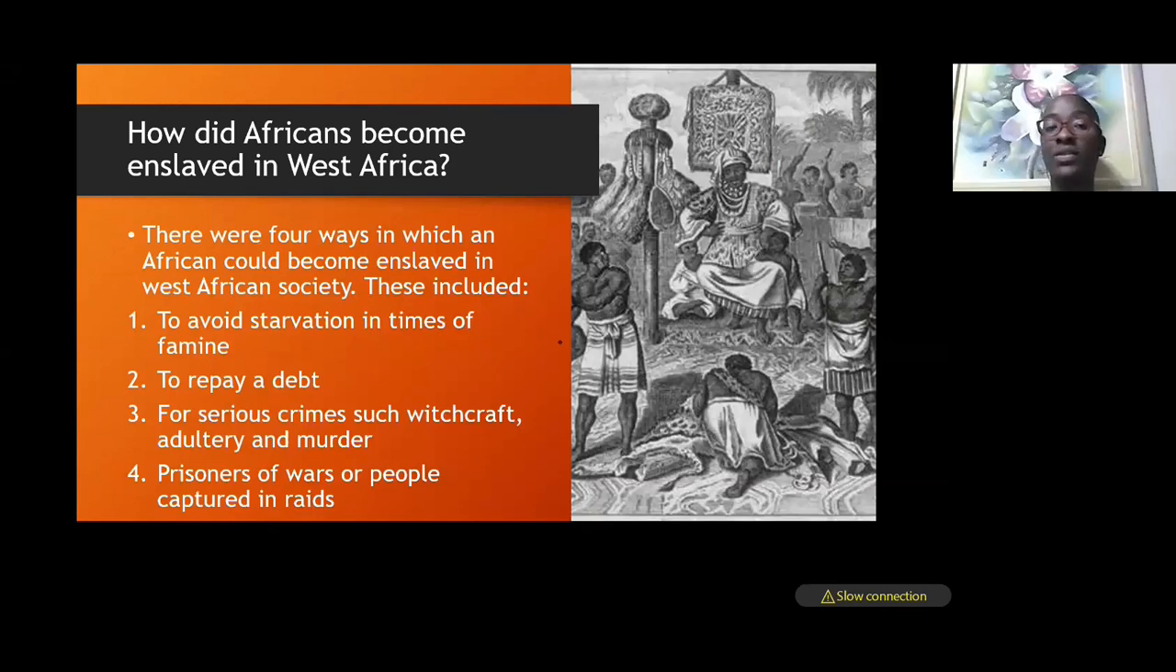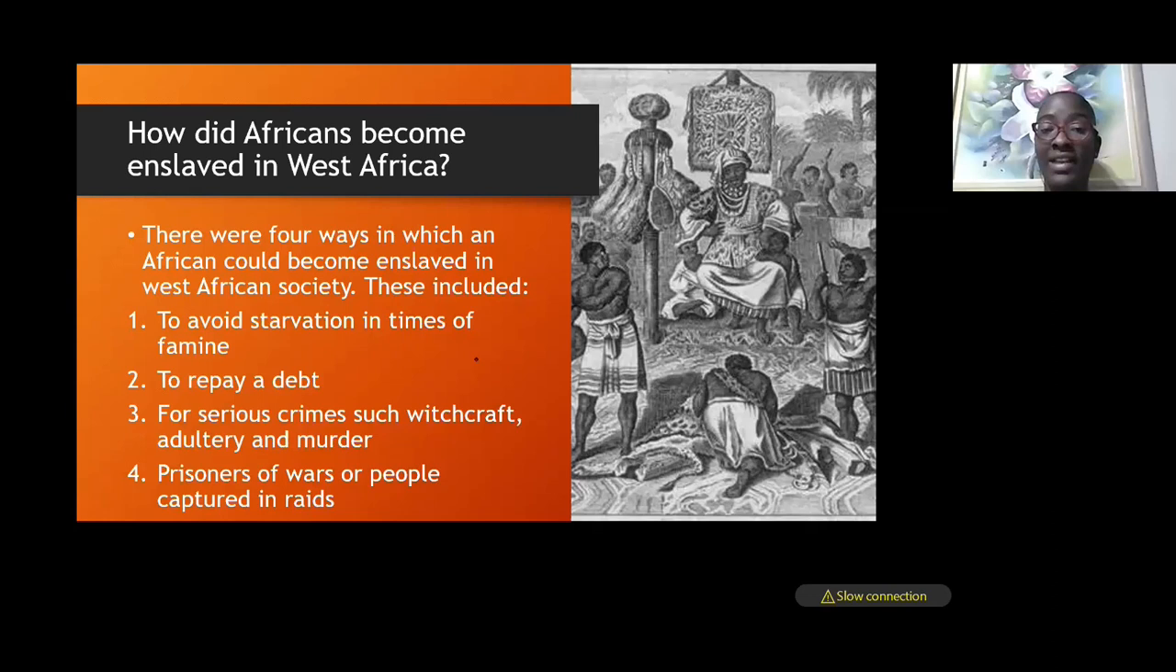These included to avoid starvation during times of famine. Now, in a famine, that means there's very little food around. And so some parents who may have had many children would have allowed their children to become enslaved to a rich or wealthy family or ruling family so that they would be able to get the food that they needed. So this enslavement was temporary. It was temporary because they were not doing it for the rest of their lives. It was temporary in bad times during droughts when there was not enough food to go around. Parents would have done something like that.